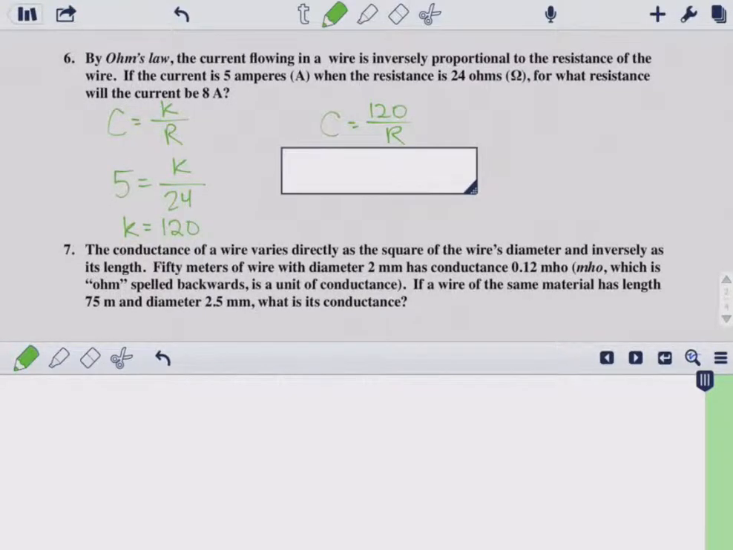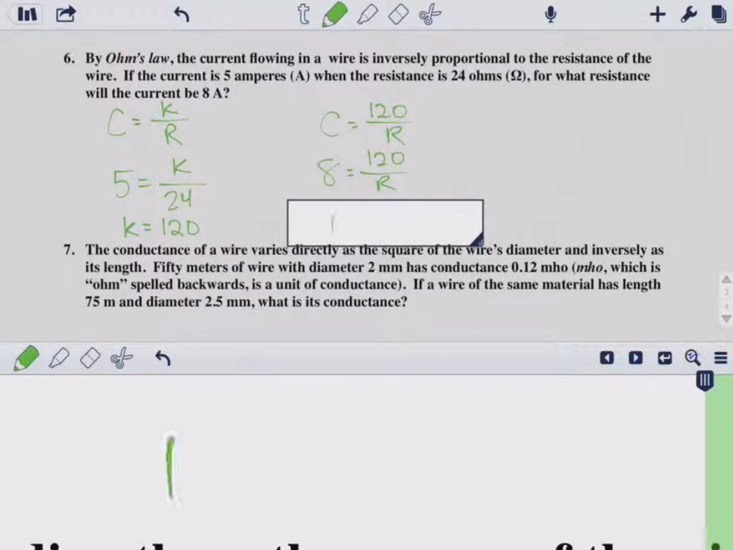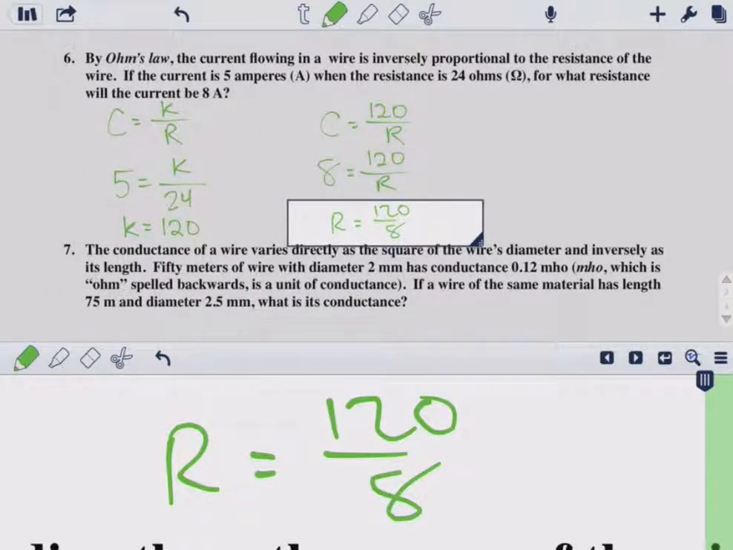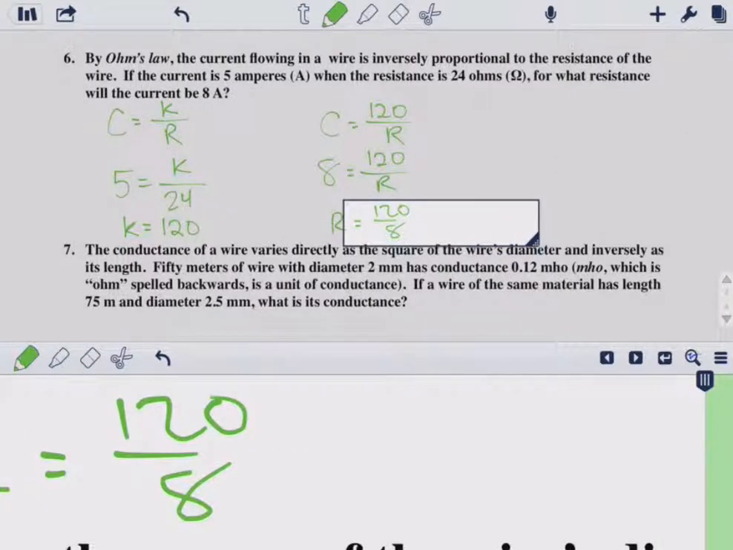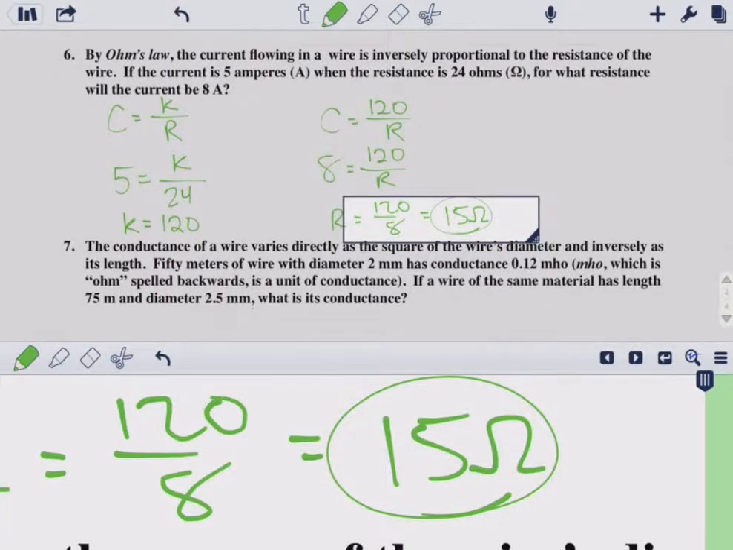So it wants us to find for what resistance will the current be 8 amperes. That's the same thing as R is equal to 120 divided by 8, and that means R is equal to 15. So we have 15 ohms.